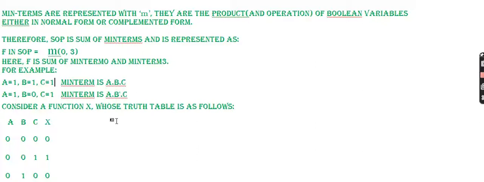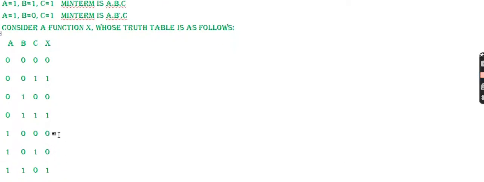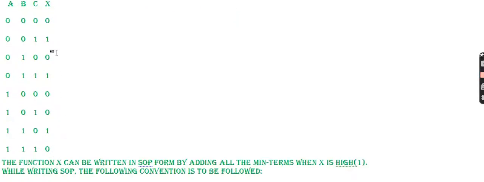Consider a function whose truth table is as follows. As I told you, for a sum of min terms, if A, B, C are 0, 0, 0, then the output is 0 only, because we are dealing with this expression. What do we mean by 0, 3? This is the 0 term, 1 term, 2 term, 3 term, 4, 5, 6, 7. That means from 0 to 7, the 8 combinations.